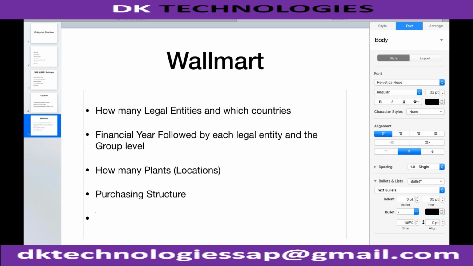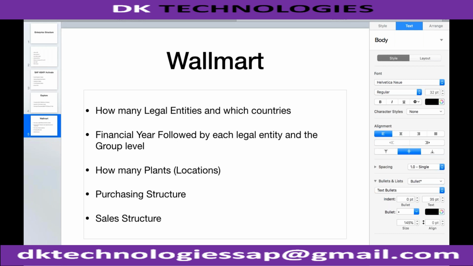Definitely, from a sales point of view, you will ask them about the sales structure. So how many sales channels do they have? Sales channel means you can say, okay, our company is selling, we have the stores, we can sell online, and you can also order from the mobile application. So these are the different ways in which we sell the products.